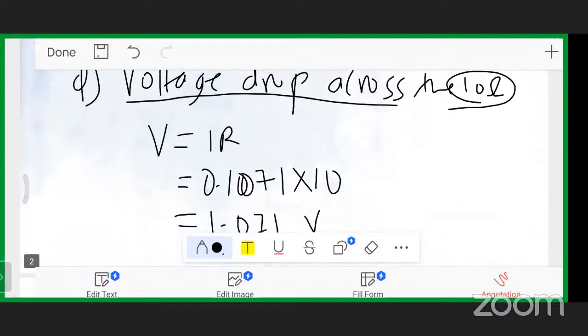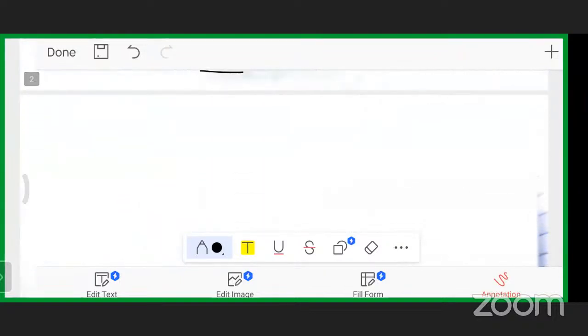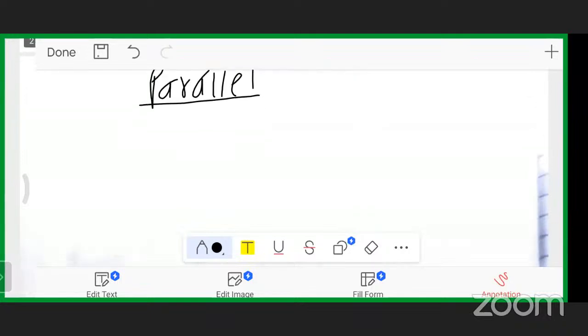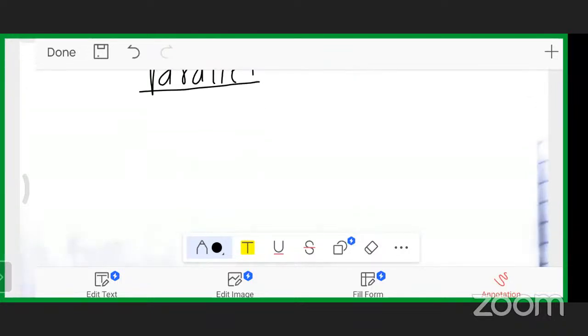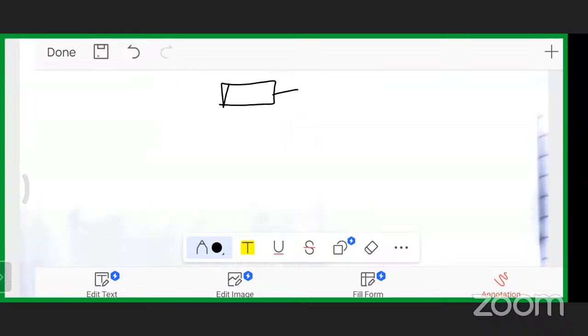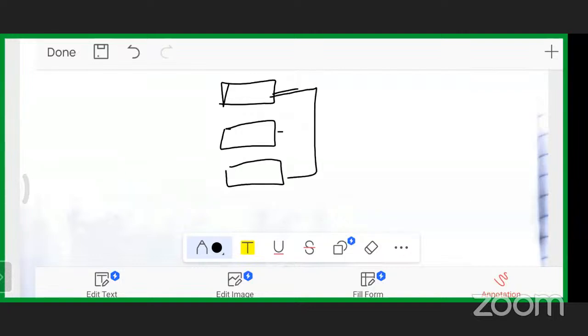So let me go to parallel connection. For parallel, we connect them side by side. So you'll have the first one, and then you have another one. So that I don't draw a very big diagram, let me use 3. These 3 will be connected.